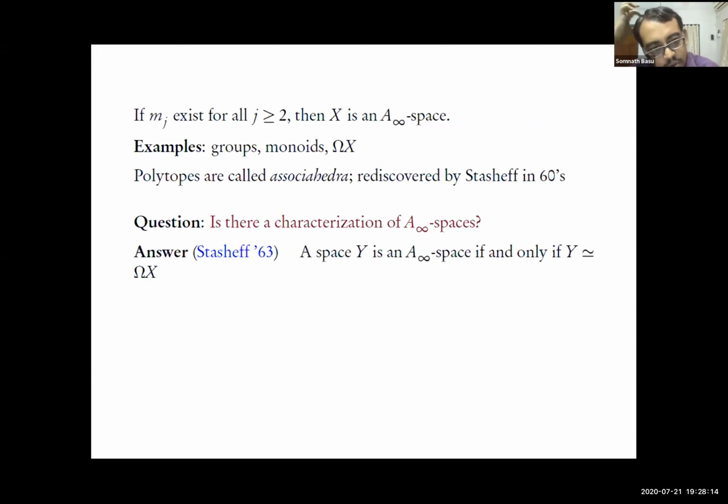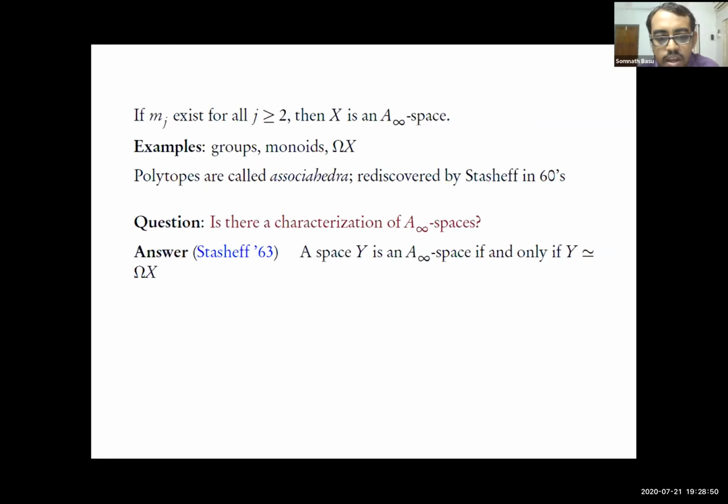So an important result of Stasheff is a characterization of A infinity spaces. Namely, if I give you a space and ask you to check if it's an A infinity space, how do you check it? He proves that a space is an A infinity space if and only if it is homotopy equivalent to a base loop space. In fact, this X can be defined in terms of Y itself. So effectively, up to homotopy equivalence, an A infinity space is as good as a base loop space. That's what he's saying. So omega X is the prototypical example. It's also in some sense the only example.